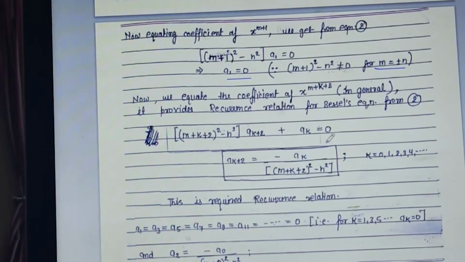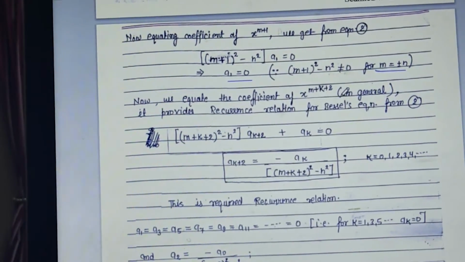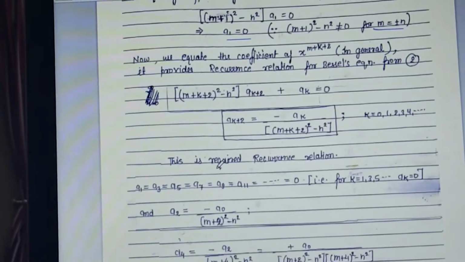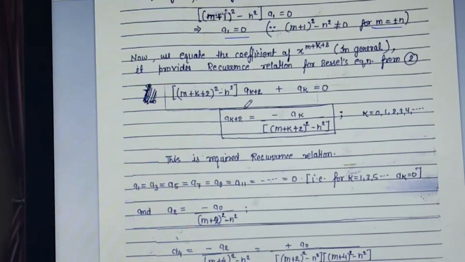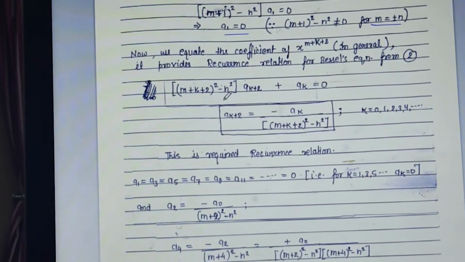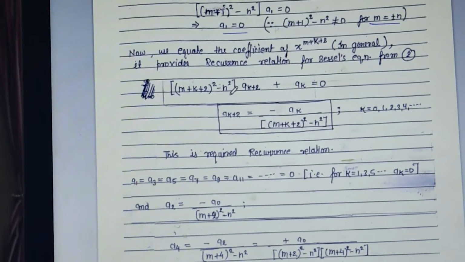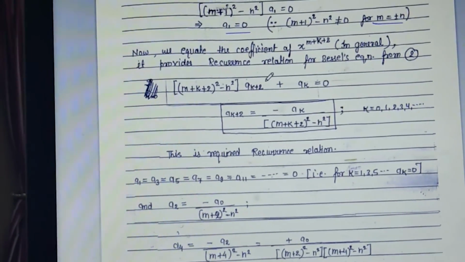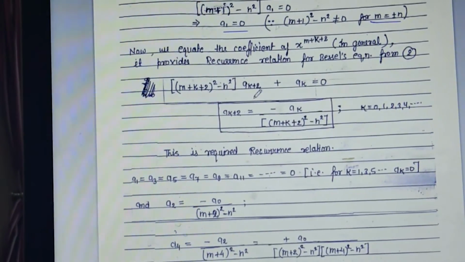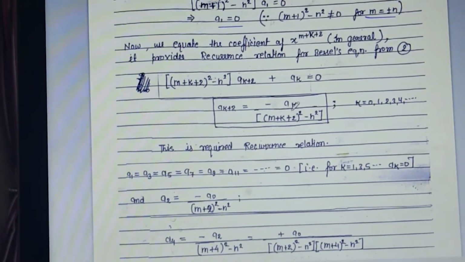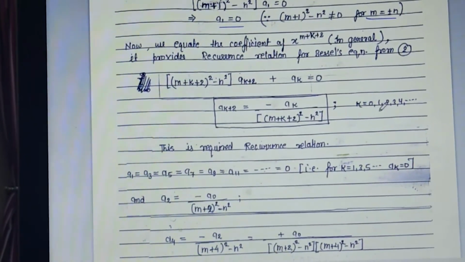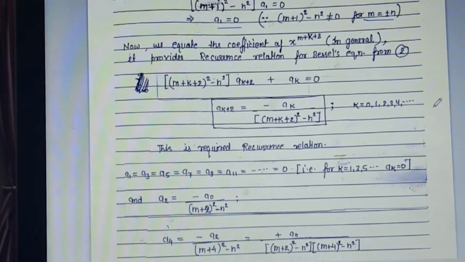Now we equate the coefficients of x^(m+k+2), and it provides the recurrence relation for the Bessel equation from equation 2, right? So what do we get? We get ((m+k+2)^2 - n^2) a_(k+2) + a_k = 0. So our a_(k+2) is equal to -a_k divided by ((m+k+2)^2 - n^2), where k is equal to 0, 1, 2, 3, etc.